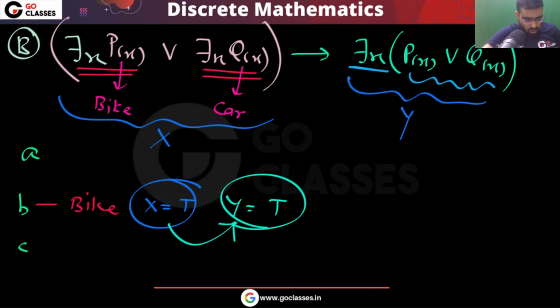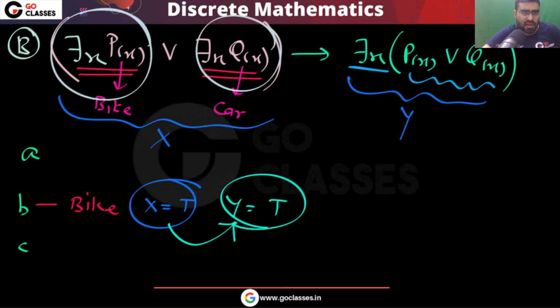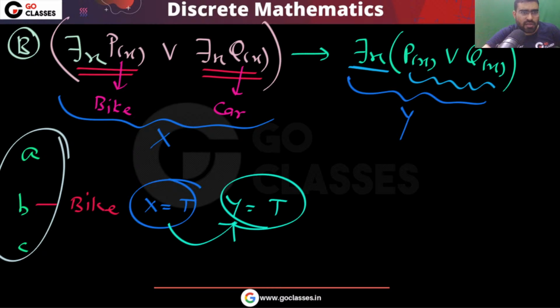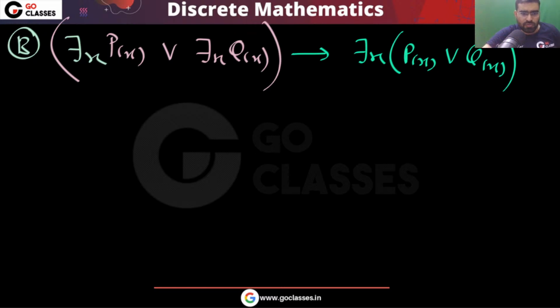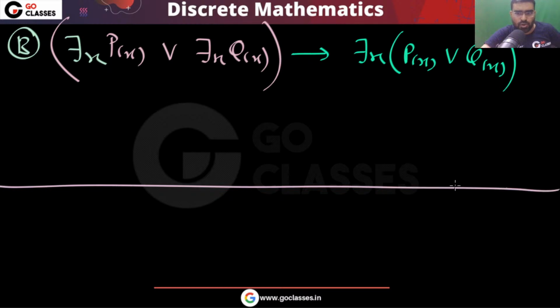Correct? Yes or no? So this is the intuitive proof that this B is valid, because if someone has a bike or someone has a car in this city, okay, there is at least one person who has a bike or there is at least one person who has a car, then definitely there is at least one person who has a bike or car. So whatever you do, this B will be valid. Now, the same thing we can prove using our method. If you don't want to prove like this, you can prove using our method.